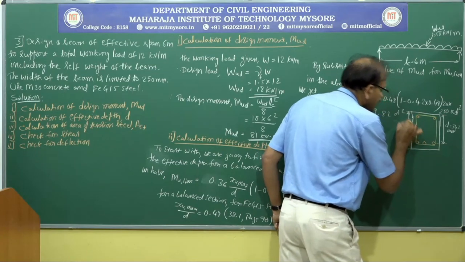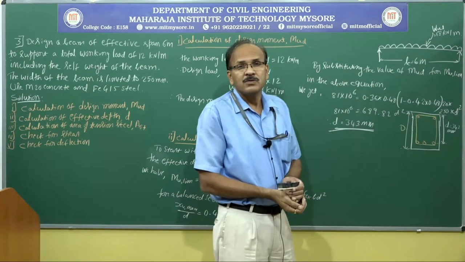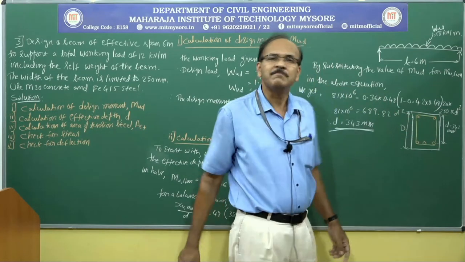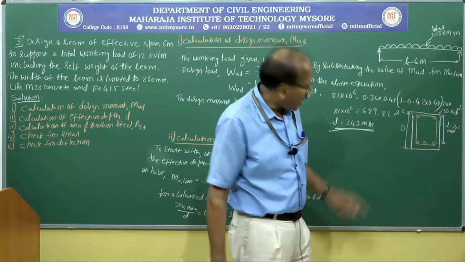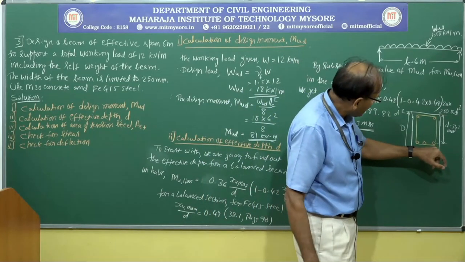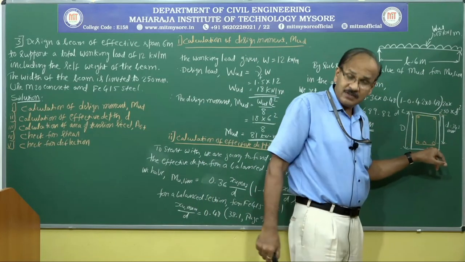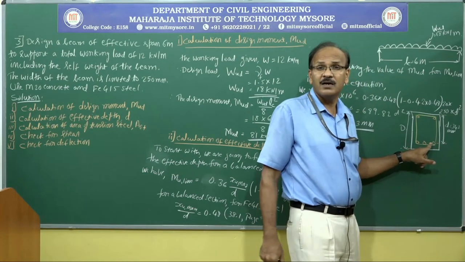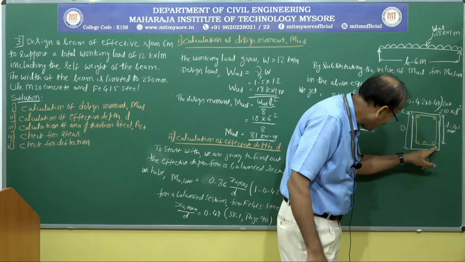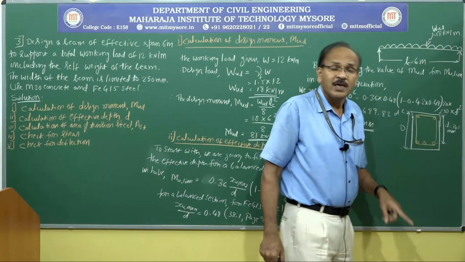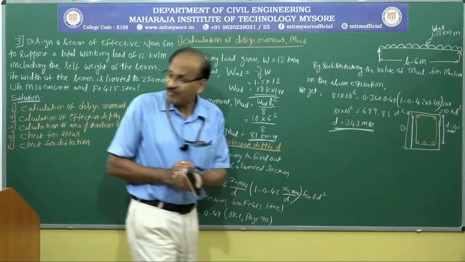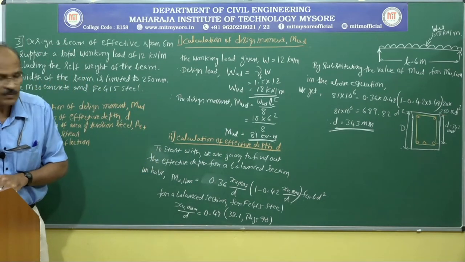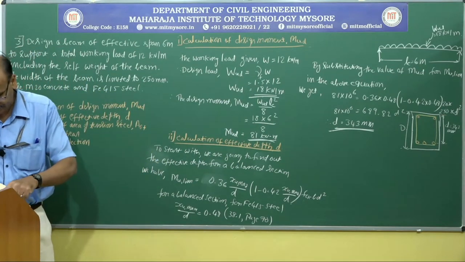This is the total depth D. So total depth is given by effective depth plus effective cover. Effective cover depends on the diameter of the stirrups, diameter of the main bar, and the clear cover. If you open page number 47 of the code book, please open it.